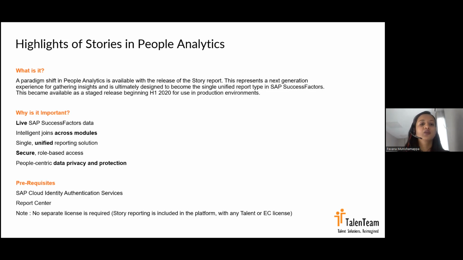And what's the prerequisite? We know the capabilities. Well, there are a lot of capabilities, and what is the prerequisite if we want to use these stories? The first one is SAP Cloud Identity Authentication Services. You need to have your IAS in place. The next one is you need to have your report center enabled. And remember to highlight again, we do not need any separate license, which is part of the platform. Whatever modules you have, whether you have just one module or a two-module license, you can still go ahead and start using report stories.